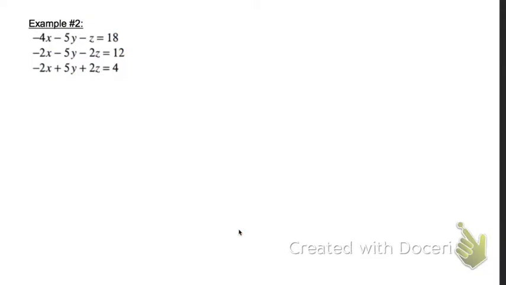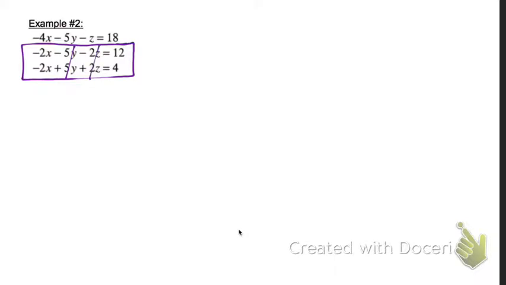Now, steps. Let's just discuss them. You want to eliminate one variable completely. Can we eliminate y? Let's eliminate y. Do the top one and the bottom one because the middle one is. So here, the y's will cancel, and so will the z's.